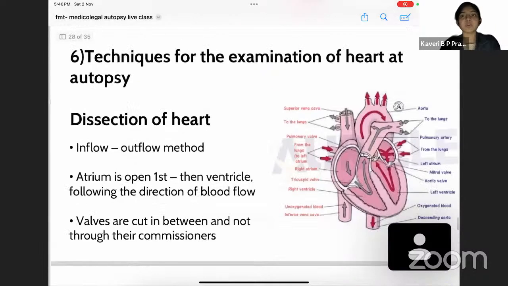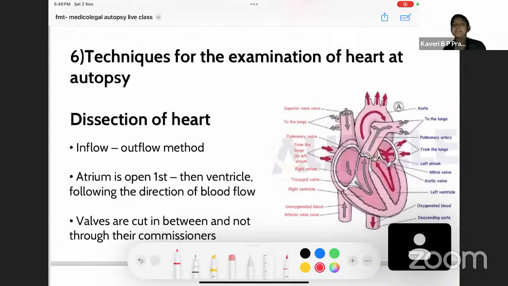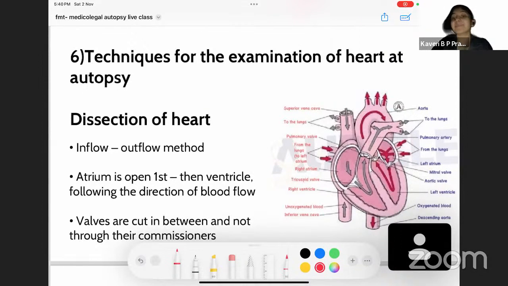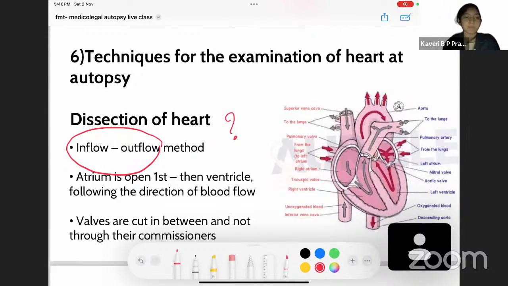Now let's discuss. As I told you, it's important for you to know about dissection of two organs. What are those organs? Heart and brain. Now let's look at the examination of heart at autopsy. There is a method for dissecting the heart. So what is that method called? That method is nothing but the inflow-outflow method. You have to remember this because in your viva voce, they'll ask you what the method is. Then you have to tell inflow-outflow method.